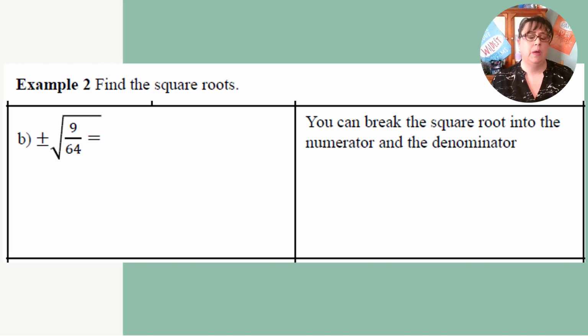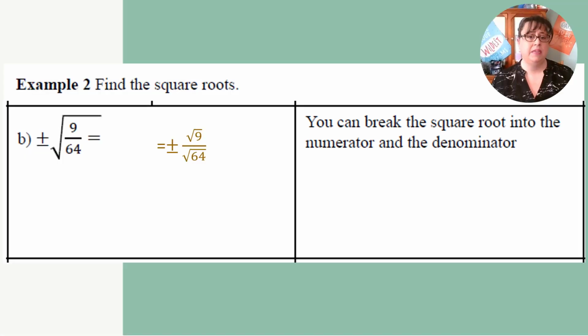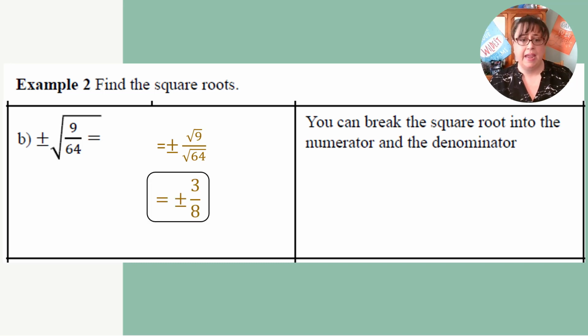What we're really going to do is break the square root into the numerator and the denominator. So instead, I'm going to take the two roots of the square root of 9 and the square root of 64. And I know the square root of 9 is 3, and I know the square root of 64 is 8, so my answer is really just positive and negative 3/8. How did I know that the square root of 9 was 3 and the square root of 64 was 8? It's because I have them memorized. Or I'm looking at my multiplication table.